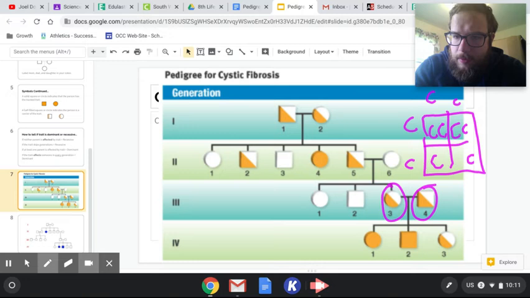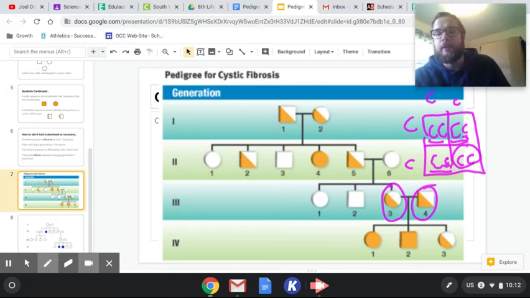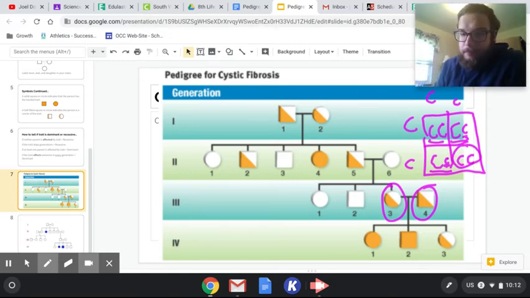2 big C's, and 2 little. Okay, so we've got, what are our odds here? 1, 2, 3 out of 4 are going to be big C, little c. Okay, so if I was big C, little c, what's that phenotype look like? That means that I do not have cystic fibrosis, but look, you could be a carrier if you've got little c in there. Okay. And then I've got a 1 out of 4 chance that I'm going to get little c, little c. And therefore, I would have cystic fibrosis.